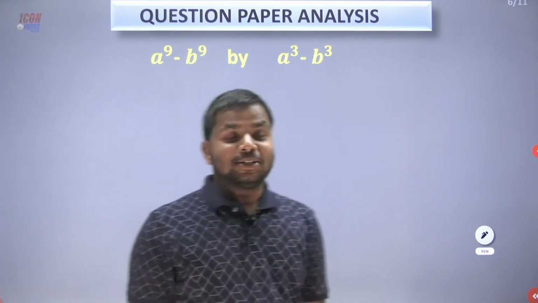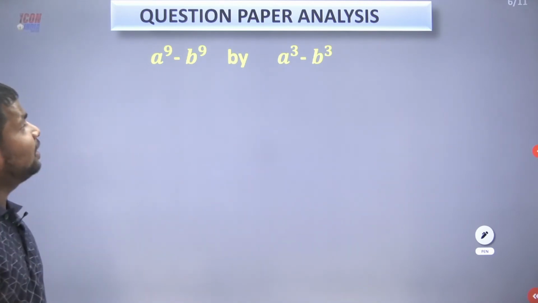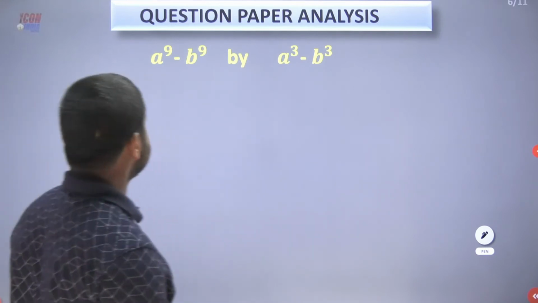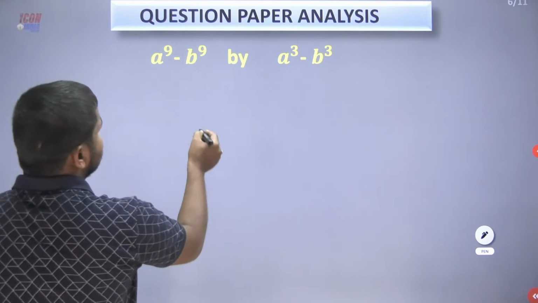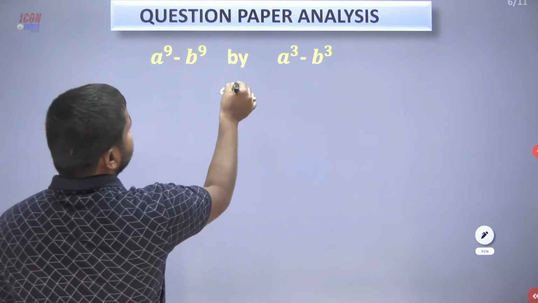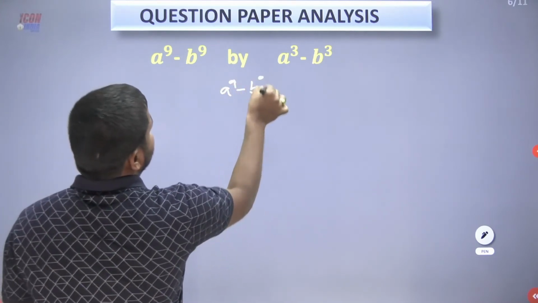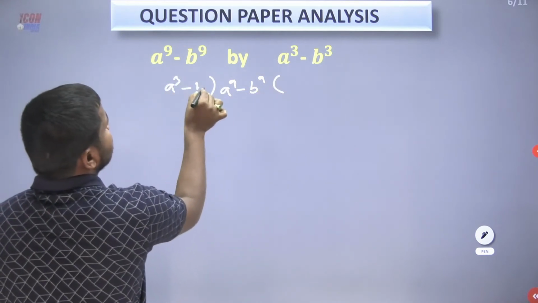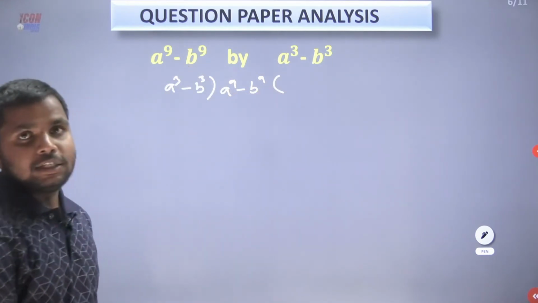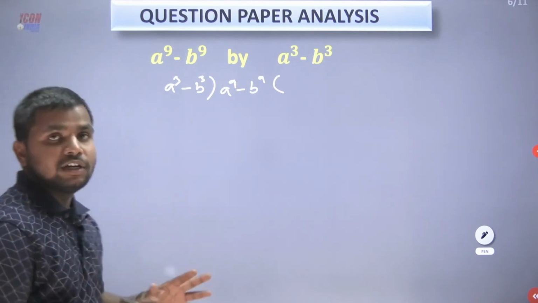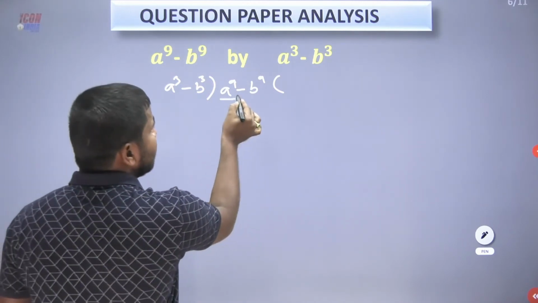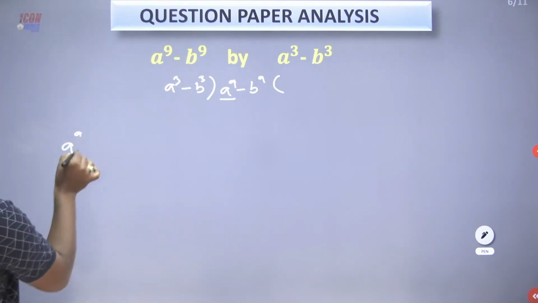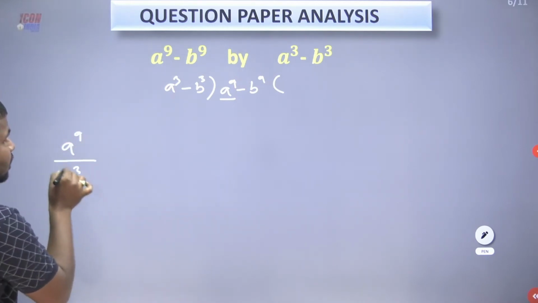This question is very lengthy. We have already done this question in our evening classes. Now take the term a to the power of 9 minus b to the power of 9. We need to divide this by a cube minus b cube. First we need to eliminate a to the power of 9. If you divide with a cube, for these types of questions we need to apply the laws of exponents.